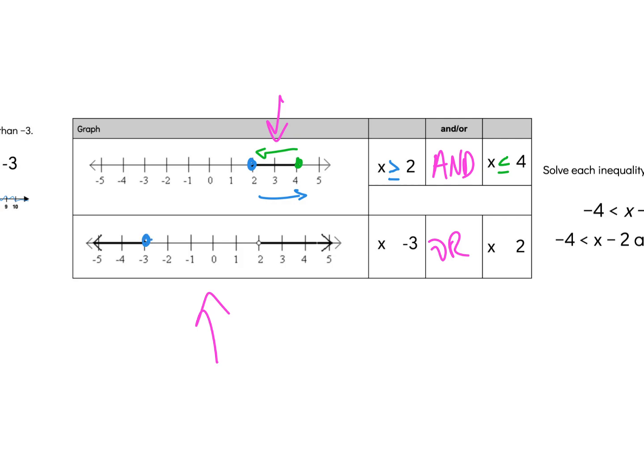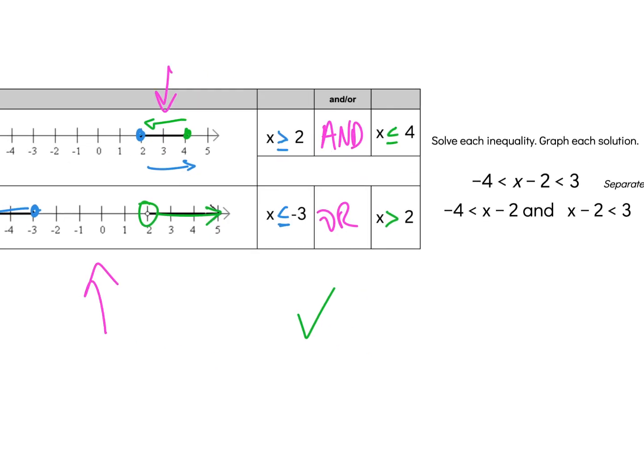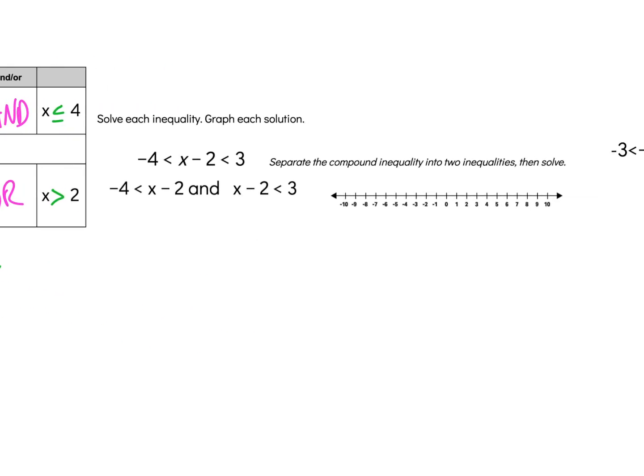Filled in dot on negative 3 and all the numbers that are less than. So x is going to be less than or equal to negative 3. And then the other part is an open dot and all the numbers that are bigger. So x is going to be just greater than 2. We're done. Now, how do you solve one of these things if you were given an algebraic inequality? Well, check it out.